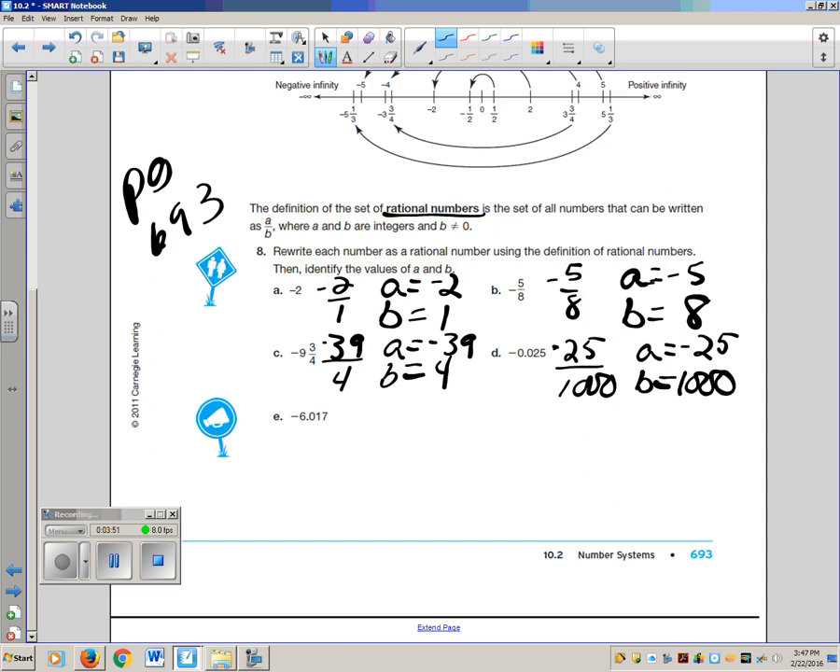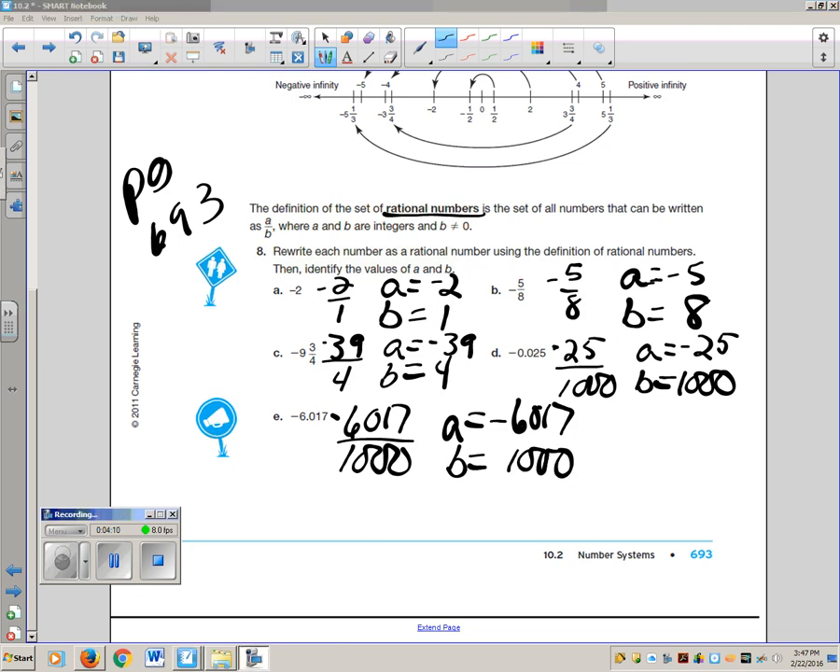And the last one, 6,017 over 1,000. It is negative. A is -6,017. B is 1,000. So for our purposes here, these are rational numbers. A over B. B can't be equal to 0.